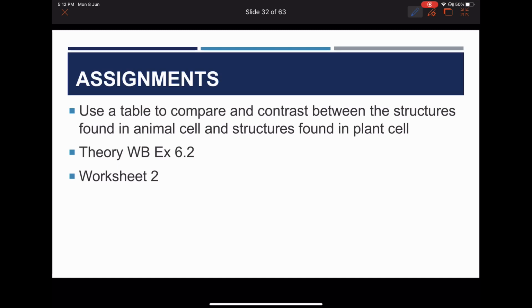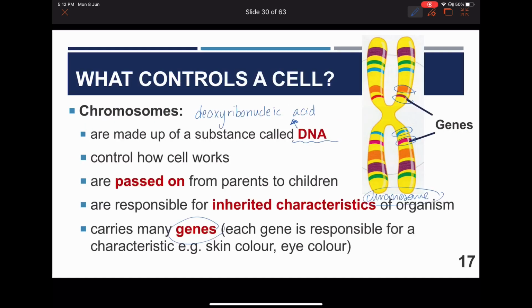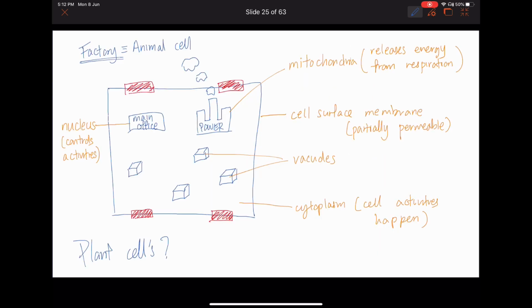So you just need to submit your worksheet 2, which is 2 pages. And don't forget to draw in your analogy for how a plant cell will look if you were to compare it in terms of the factory example that I gave you just now.